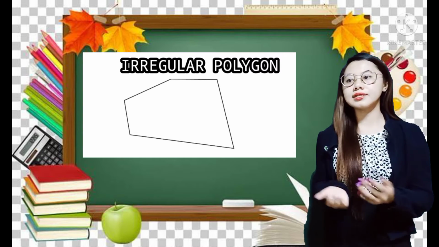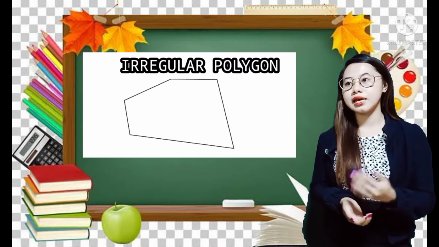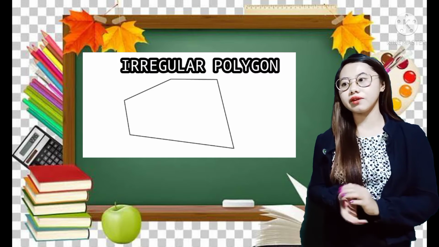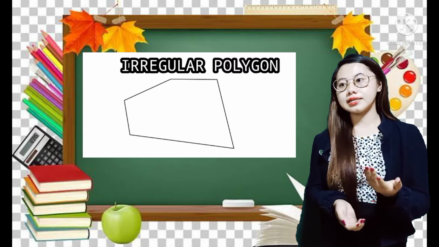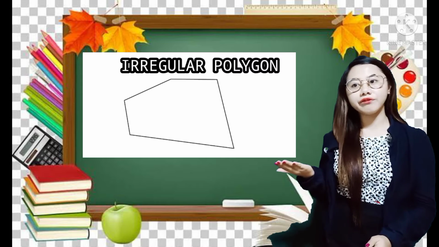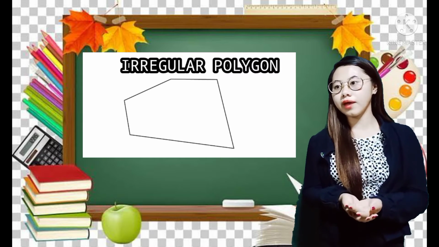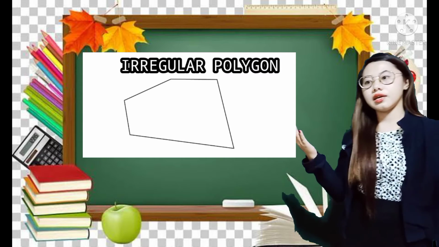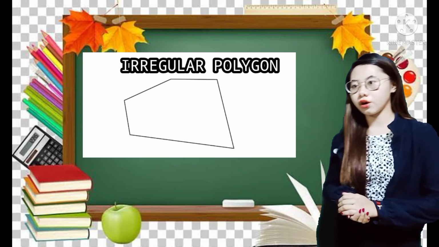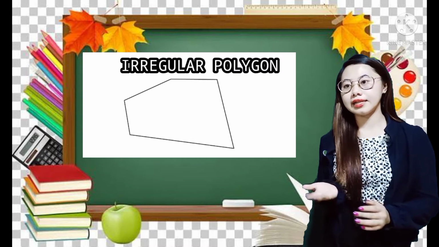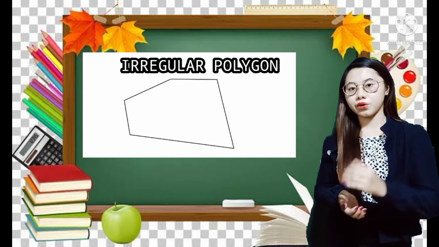By counting the sides of the irregular polygon, you can see that it is a five-sided figure. It is a pentagon. However, the sides are not congruent. Therefore, it is an example of an irregular polygon, a pentagon with side lengths that are not congruent.